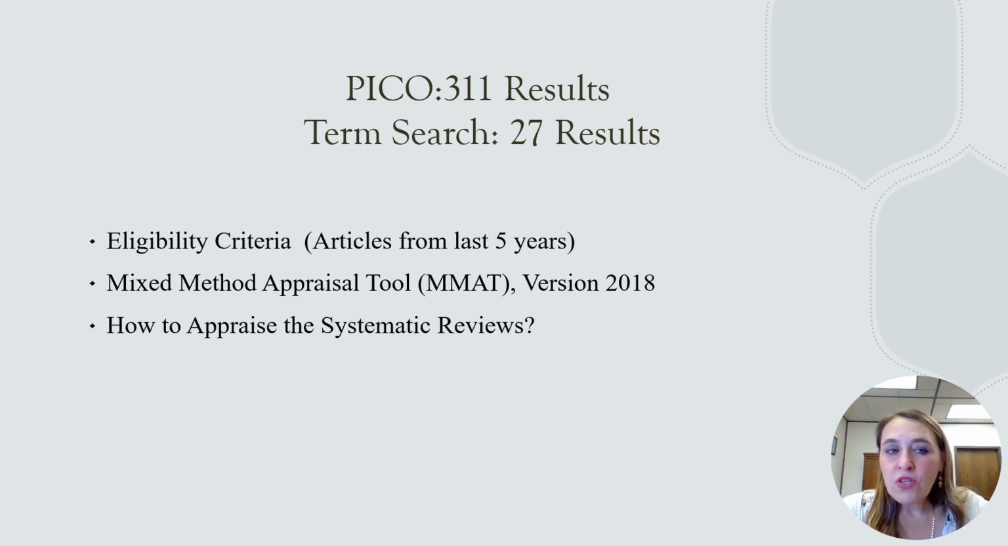So to begin with, I made some eligibility criteria. They had to be articles that were written in the last 5 years. It had to be current research. It had to be relevant for the topic at hand. And then I used the mixed method appraisal tool to appraise the article to make sure it was an appropriate article to include. And the only question that I had is, how do you appraise systematic reviews? Because with the MMAT, you can appraise qualitative, quantitative, and mixed method studies, but you cannot appraise a systematic review.